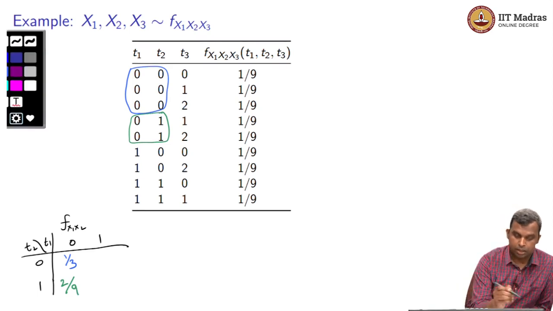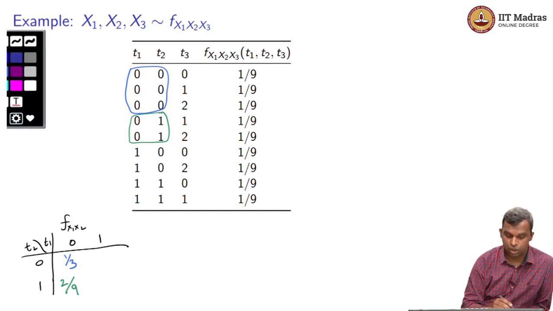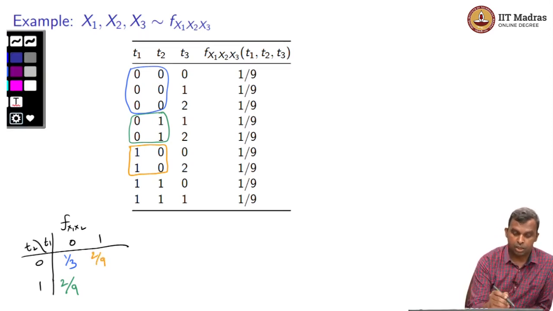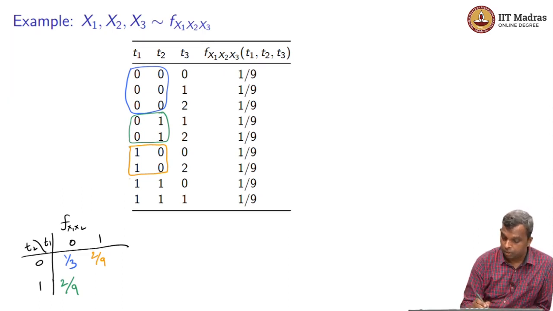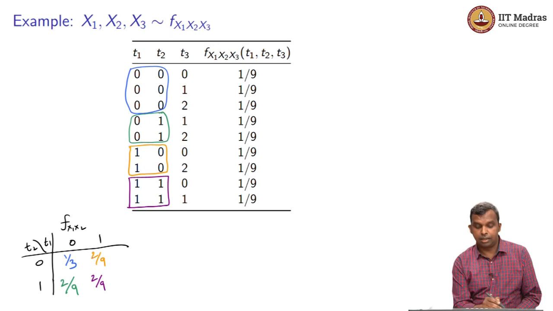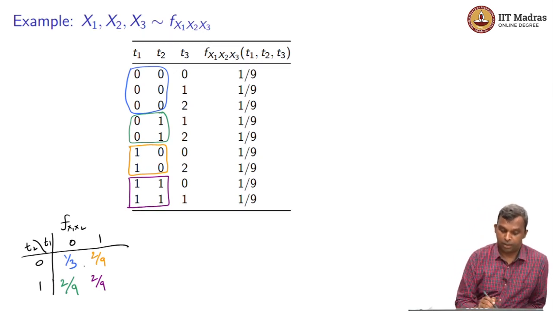Okay. Let's change to some other color, an orangish color. For 1, 0, you have 1, 0 here. That's again 1 by 9 plus 1 by 9, that's 2 by 9. And then one can change to, I don't know, magenta or something like that for this 1, 1. And that's again another 2 by 9. Okay, so this is my joint PMF f x1, x2.